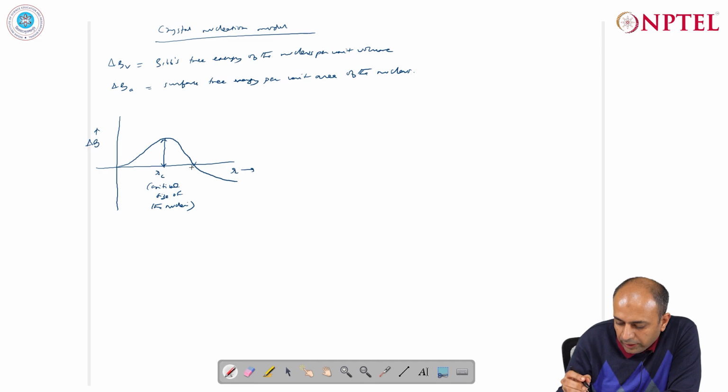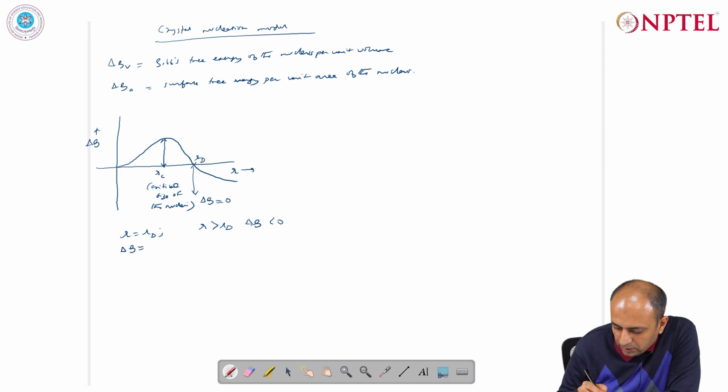At this particular point, delta G is equal to 0, and at R, we call this Rd. So at R greater than Rd, delta G becomes less than 0. At R equal to Rd, delta G is equal to 0, and at R less than Rd, delta G for the process is greater than 0.